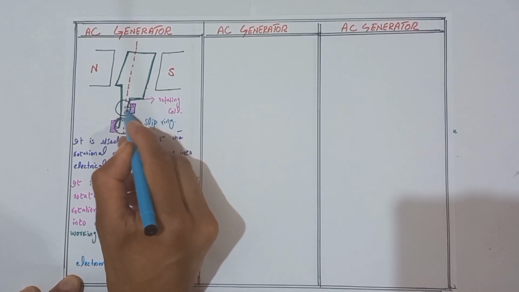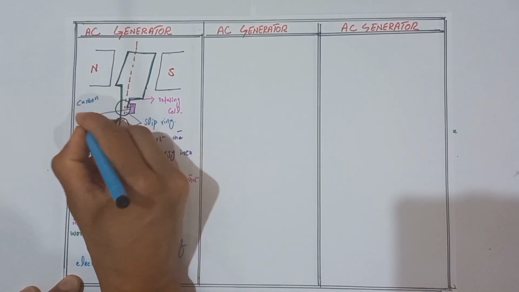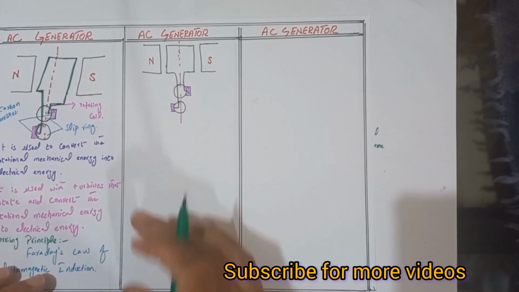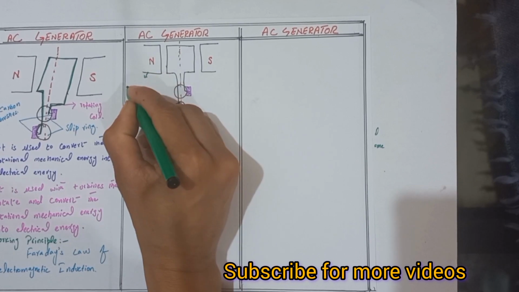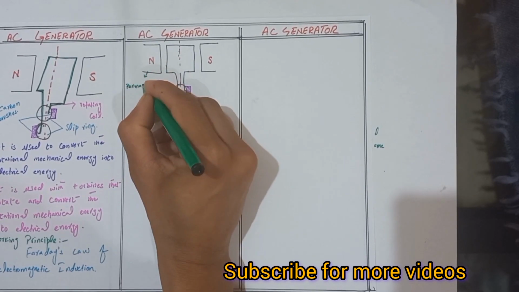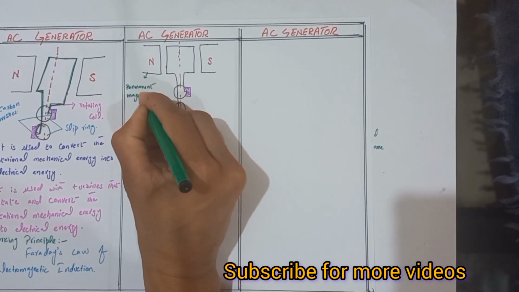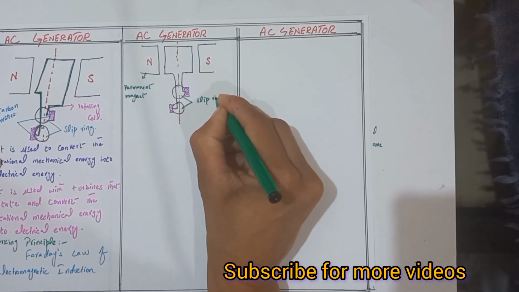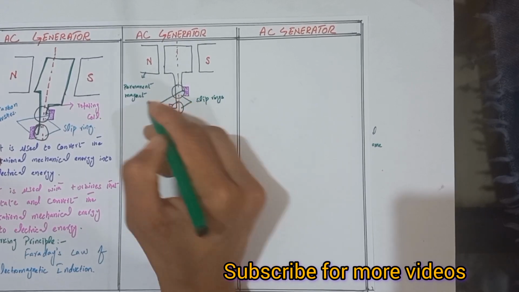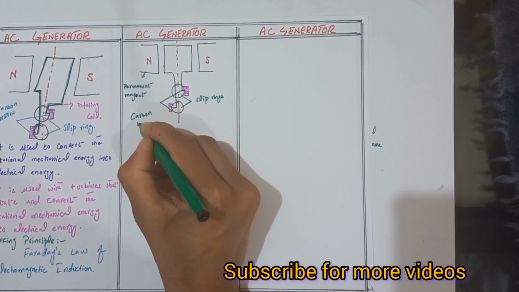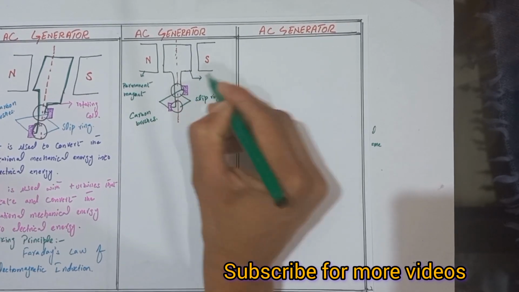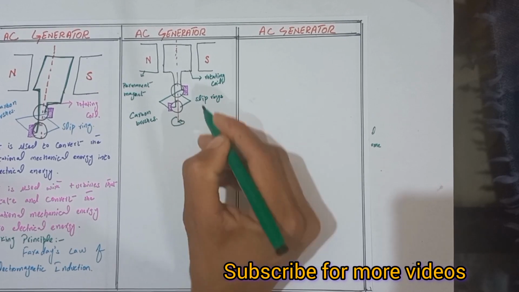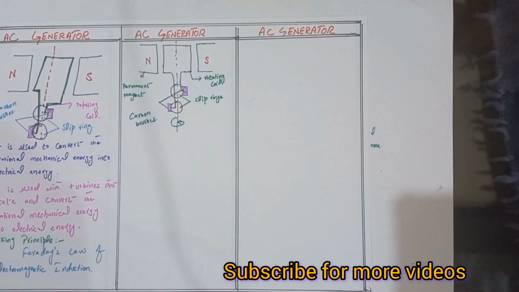and two carbon brushes. These are carbon brushes. If we discuss the components of the AC generator, it consists of two permanent magnets and two slip rings and two carbon brushes. And here we use the rotating coil that moves either clockwise or anti-clockwise.